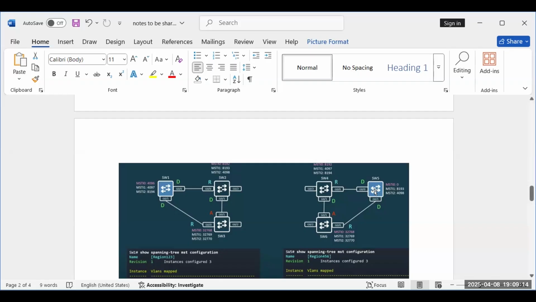If the fan is not running on the switch and we have not noticed that for a long time, what will happen? More heat will be produced on the switch, due to which the processor will get damaged and the switch will go down.